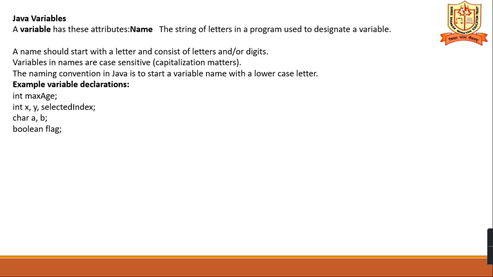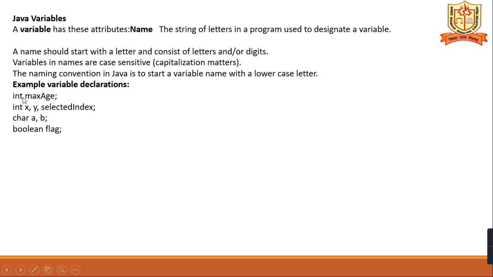Next, Java variables. A variable has attributes, that is the name attribute, the string of letters in the program used to designate a variable. A name should start with a letter and consist of letters or digits. So how to declare the variable? A variable should start with alphabets and it may include numbers and the underscore. Variable names are case sensitive. The naming convention in Java is to start a variable name with a lowercase letter.